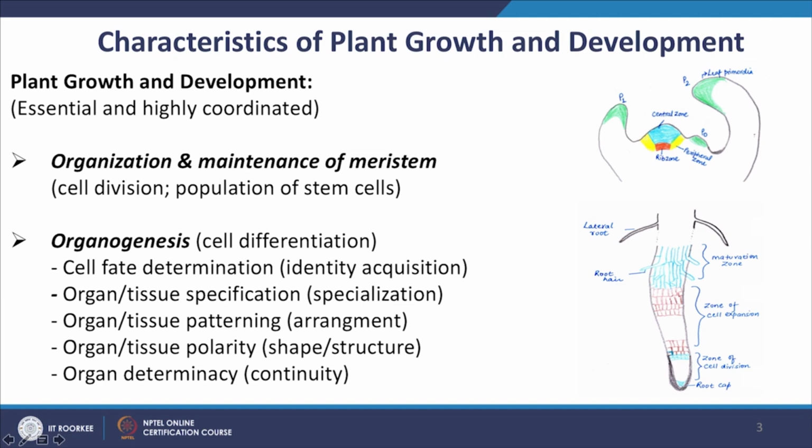Similar is the case in root. If you look at the region of the root apical meristem, here the meristem is maintained, but when the cells enter, the initial cells specify some tissue, and those tissues are patterned. If you go to the maturation zone or the differentiation zone, then new organs are being formed. These processes are all essential as well as highly coordinated.